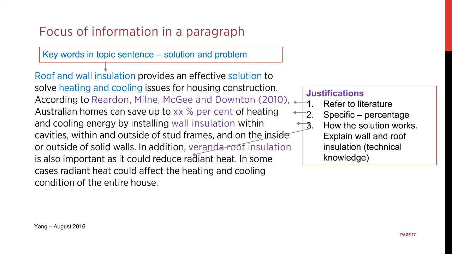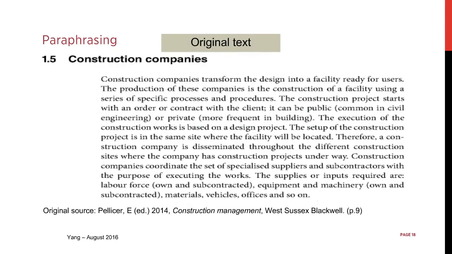After reading this paragraph, you'll notice that there is a focus of information. The keywords in the topic sentence define the solution and problem. The supporting sentences contain the justifications. The first supporting sentence refers to the literature. The second one shows a specific percentage. And the final supporting sentence shows how the solution works, and it also explains the wall and roof insulation, and it contains technical knowledge. Next, we will go through paraphrasing.